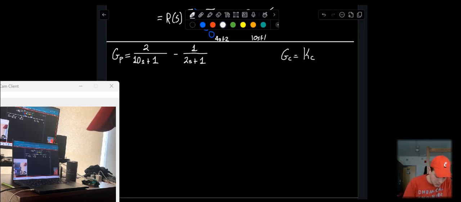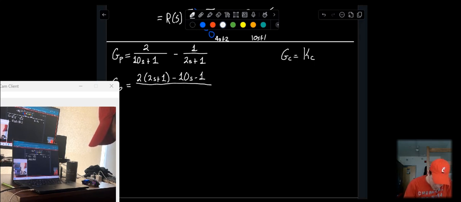So the first thing I'm going to do here is say what is our process gain function. Let's go ahead and combine these fractions here. So we're going to have 2 over 2s plus 1 minus 10s plus 10s minus 1 over 10s plus 1, 2s plus 1.